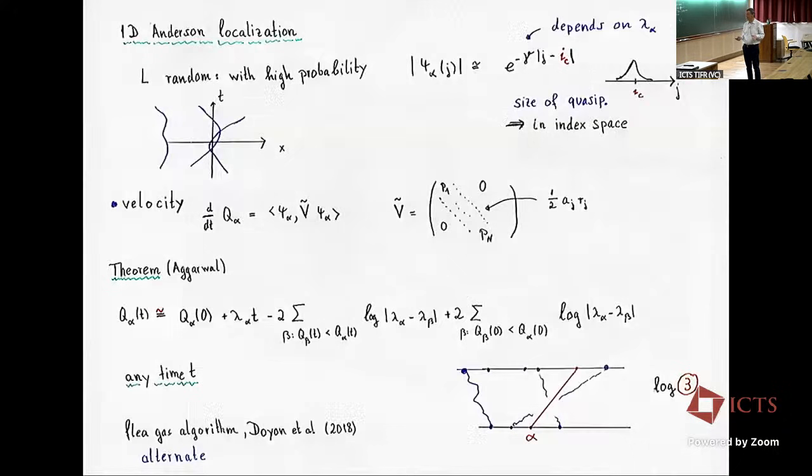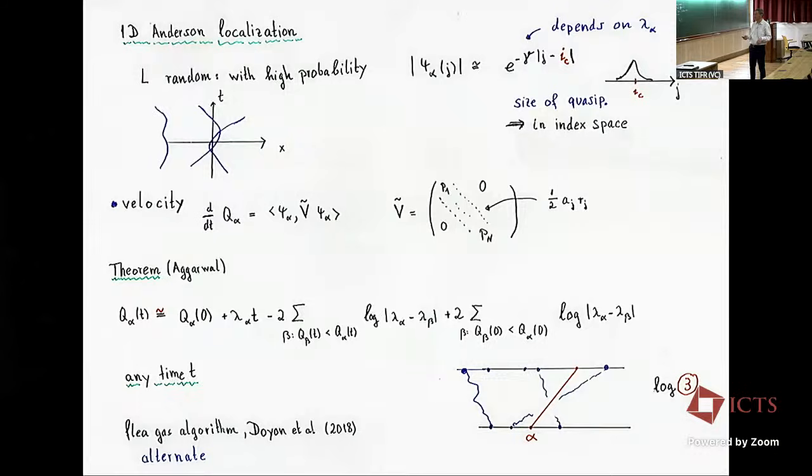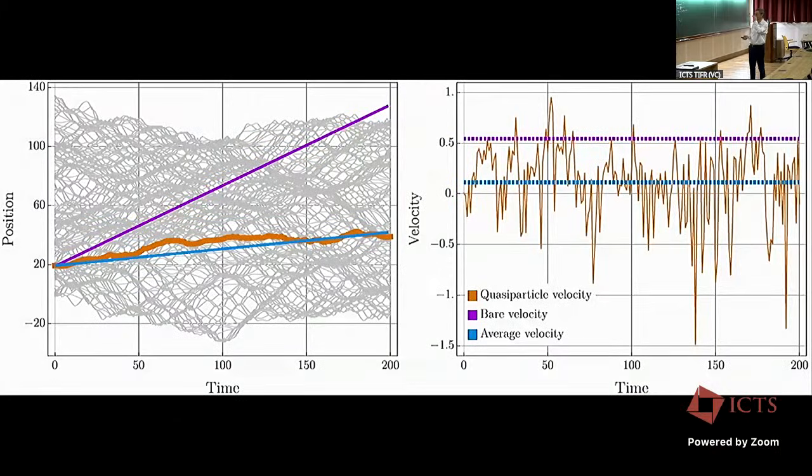Maybe I don't have so much time to go on. No, let me first simply show this. Here you can see that the red line is now our definition of the quasi-particle. It's a little bit broadened because the eigenvector is well localized, but not so well localized, maybe 5 sites.